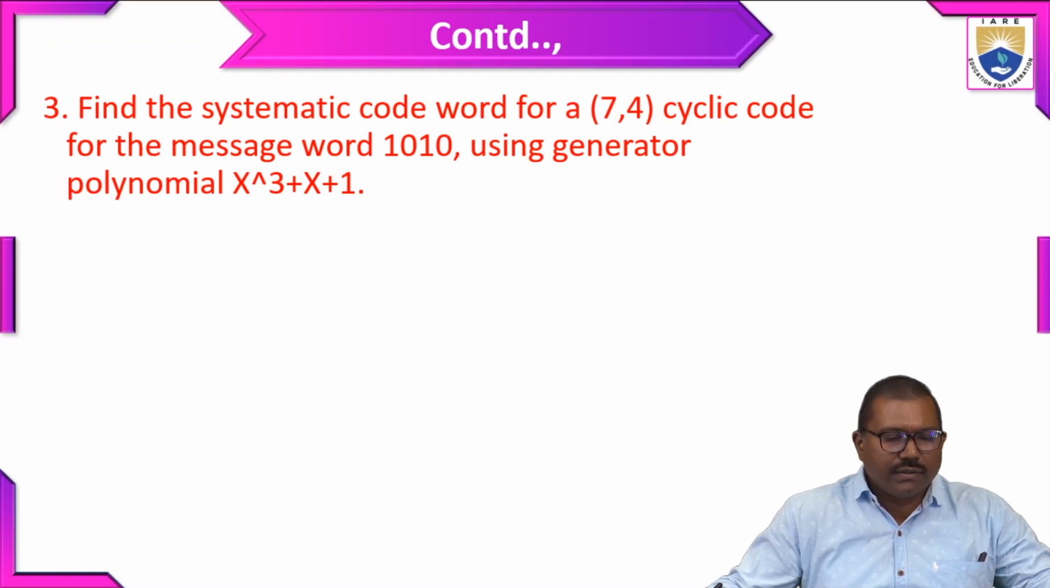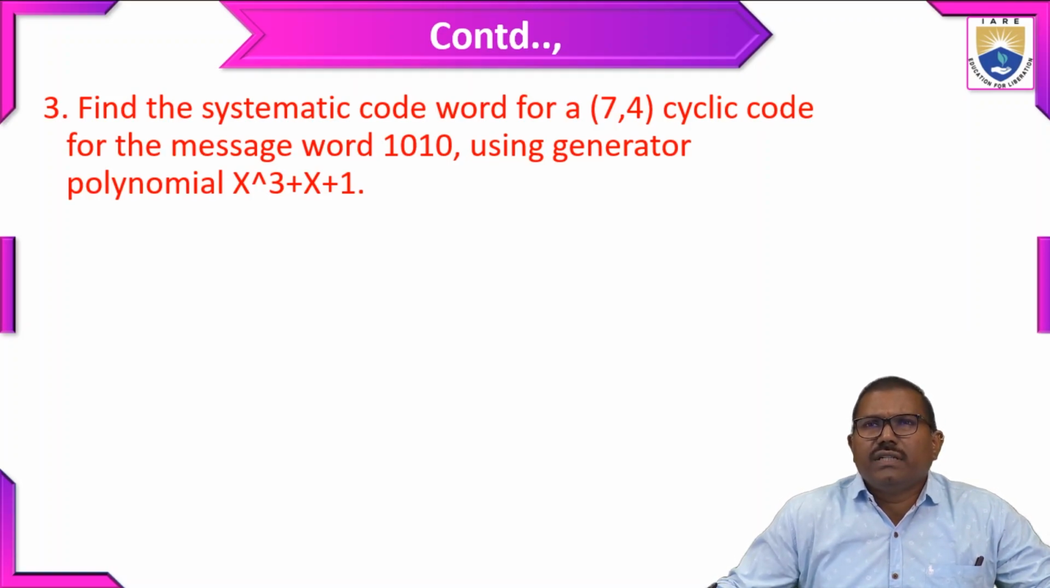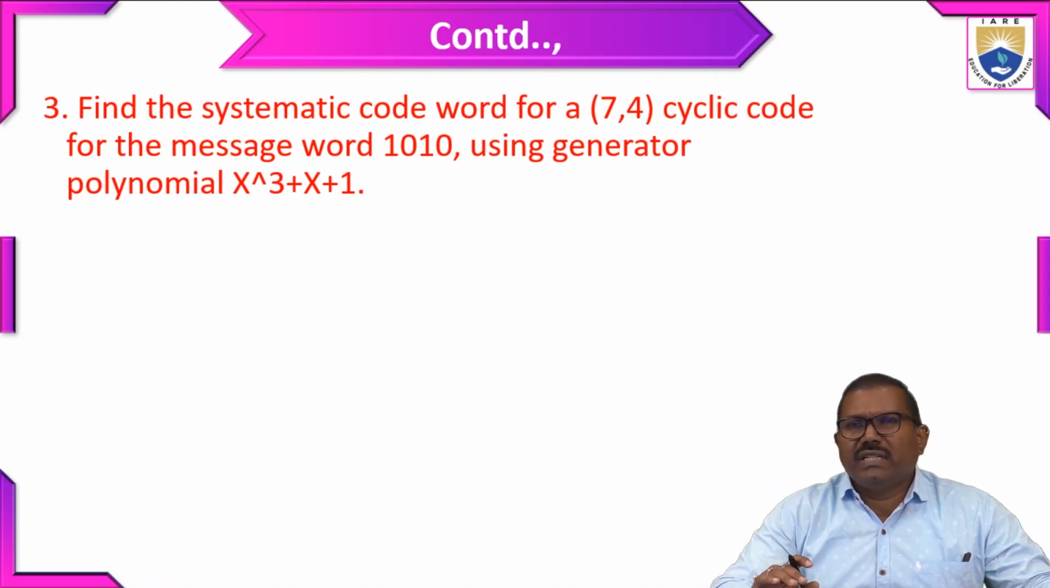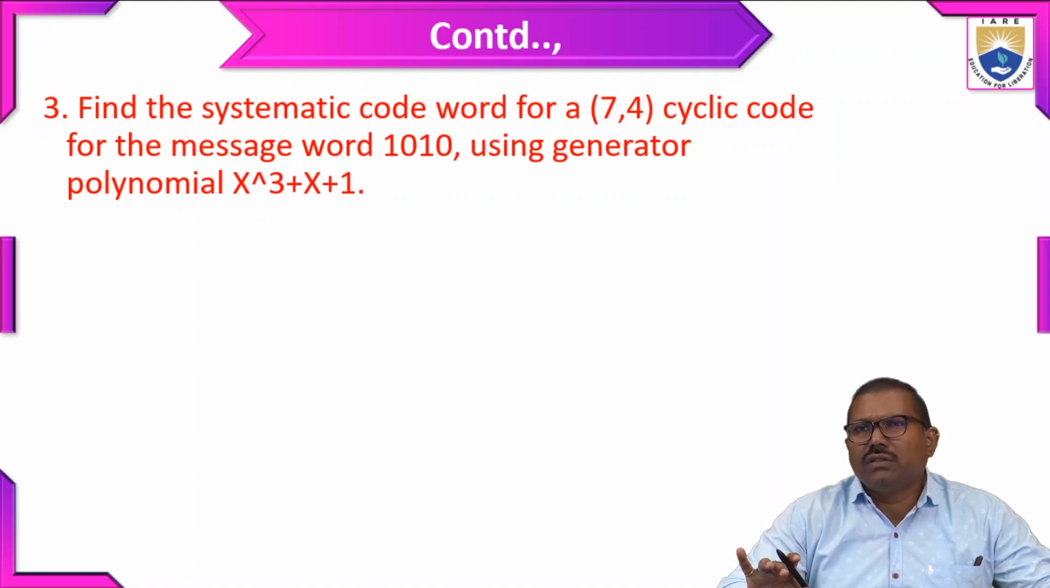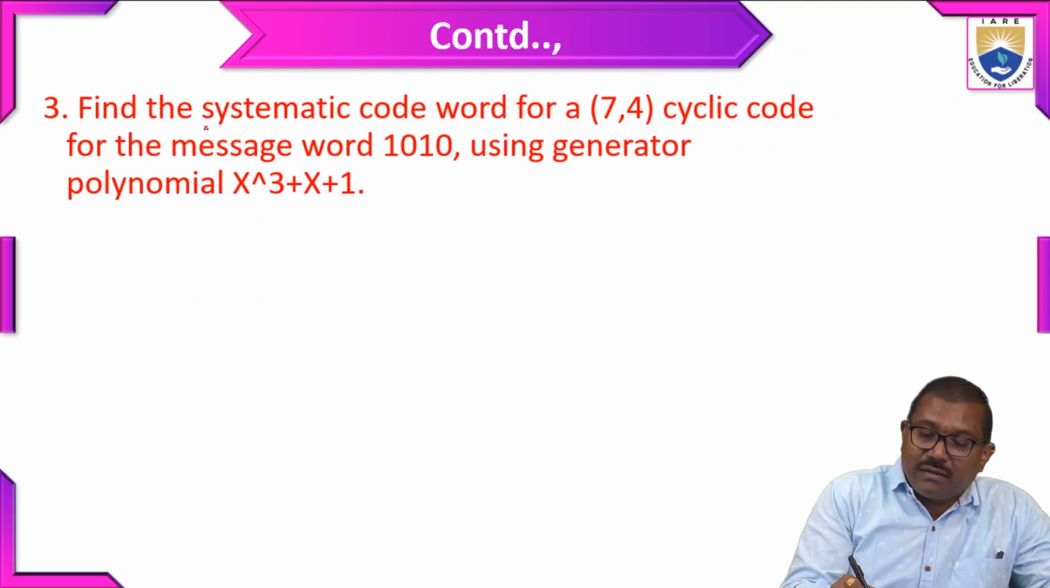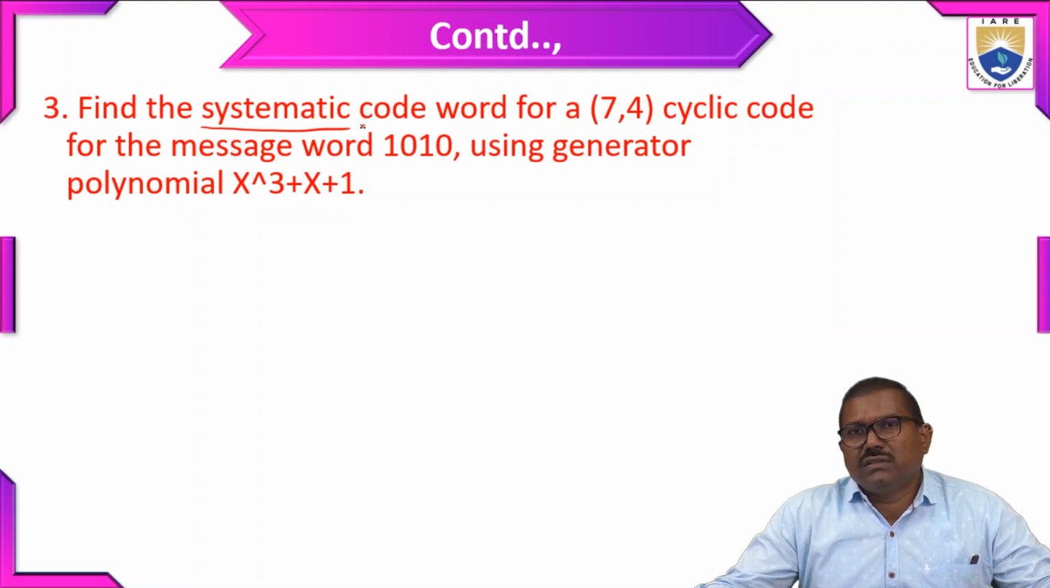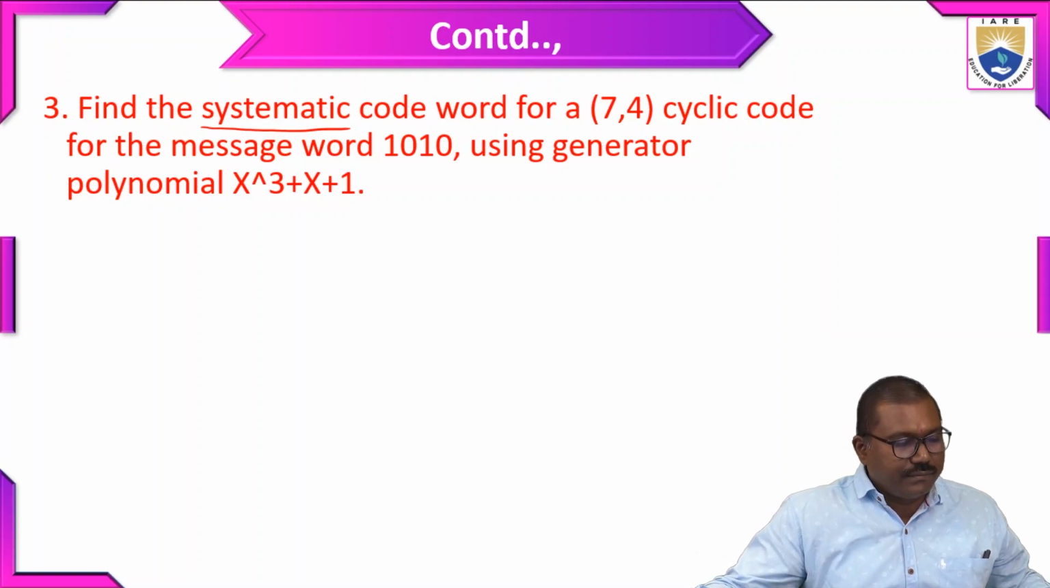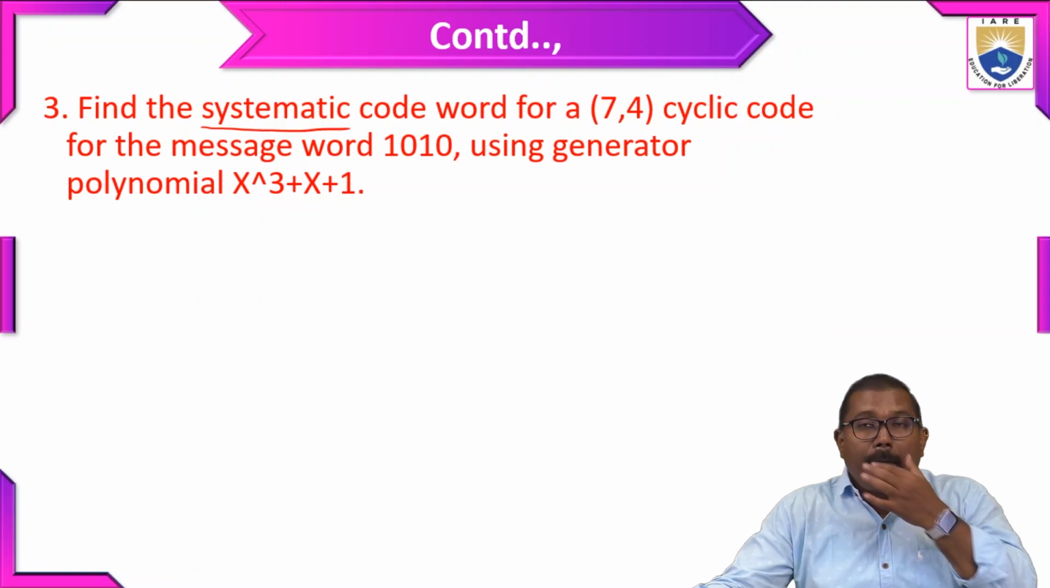Now the third one. Find the systematic code word for a 7,4 cyclic code. For the message word 1010, using generator polynomial x cube plus x plus 1. So in this problem they directly gave the message word and the generator, and they mention systematic code. So systematic code, you know the procedure. Yes or no?